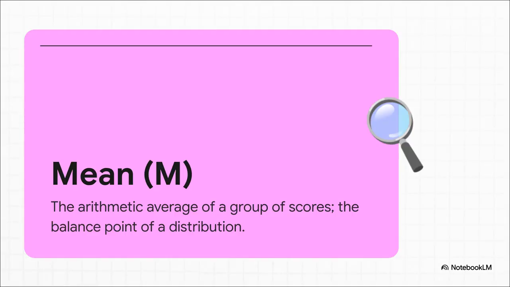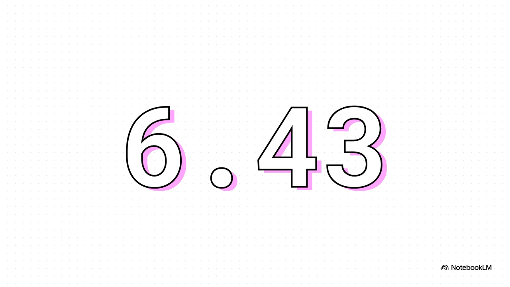And finally, we get to the one you probably already know and love, the mean. This is just the good old-fashioned average. You add up every single score, then you divide by how many scores you have. You can think of it as the data's center of gravity, its balance point. So for our data, if we take all 30 of those stress ratings and add them all up, we get a total of 193. Then we divide that by our 30 students, and bam, our mean is 6.43.